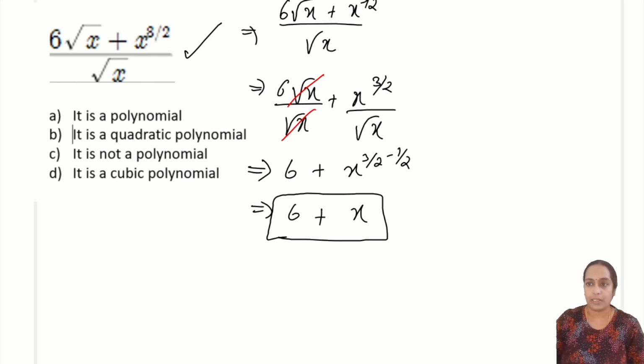So 6 plus x is definitely a polynomial. So immediately after looking at the question, when you have fractional powers of x, like root x and x power 3 by 2, don't immediately come to the conclusion that it is not a polynomial. If you can simplify, you have to simplify it and check.